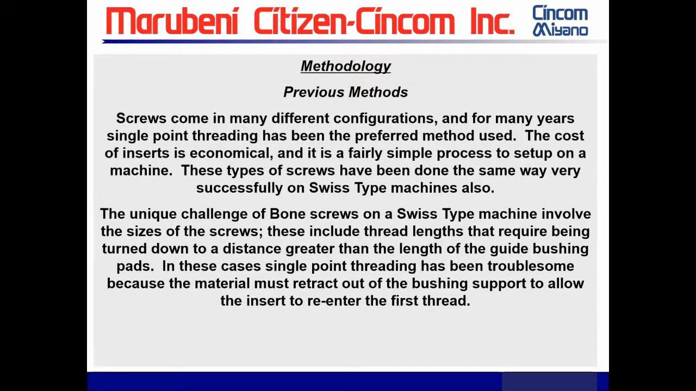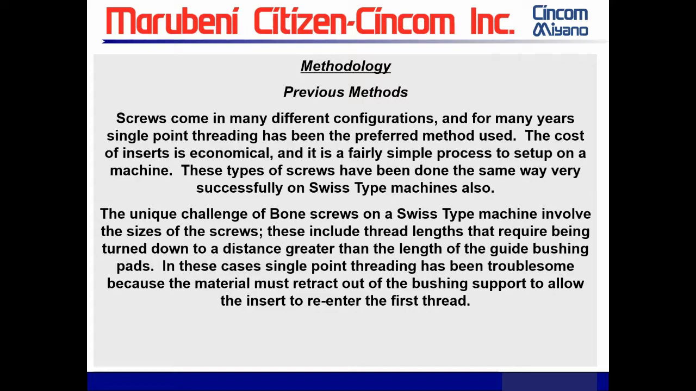Previous methods for producing bone screws or special thread shapes, which come in many different configurations: single point threading was used. It was a preferred method, the cost of the inserts was cheap and economical, and it was a fairly simple process to set up on a machine. These types of screws have been done in the very same way on a Swiss type machine.